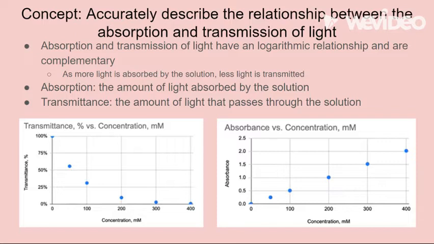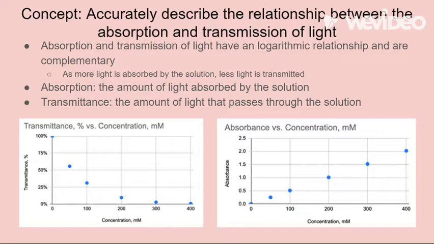Absorption is the amount of light that is absorbed by a solution. Transmittance is the amount of light that passes through a solution. Absorption and transmission of light have a logarithmic relationship and are complementary to one another. This means that as more light is absorbed by a solution, less light is transmitted. The opposite is also true. As less light is absorbed by a solution, more light is transmitted through the solution.